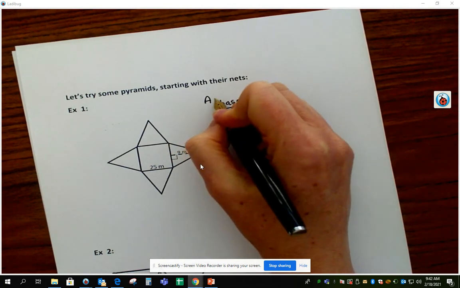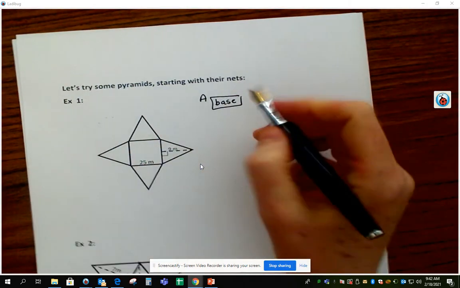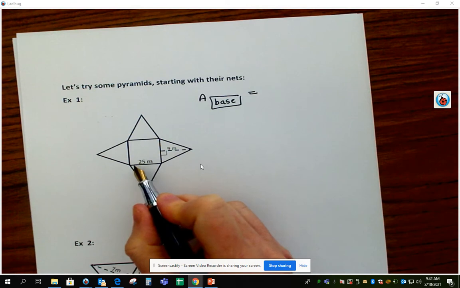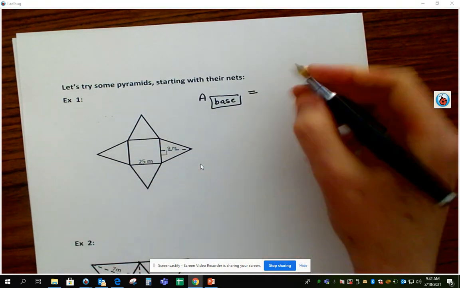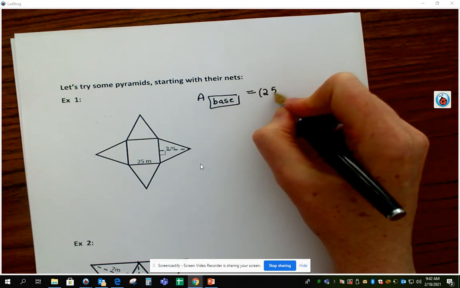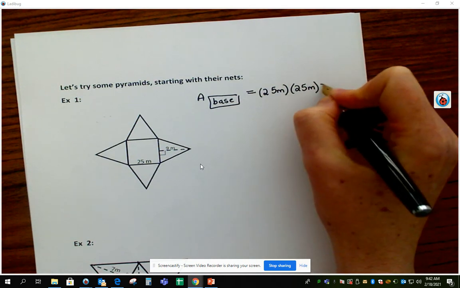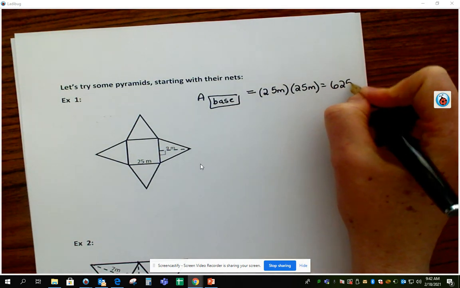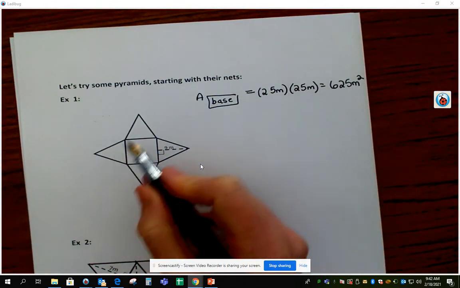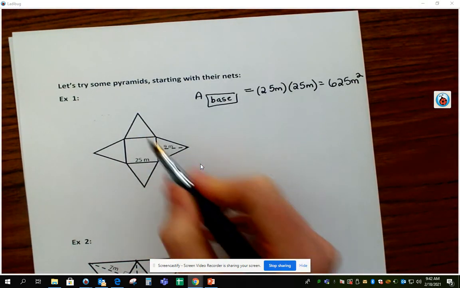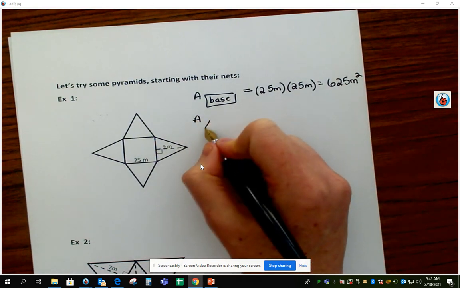And I'm going to draw a square around it just so I know I'm dealing with a square to remind me I'm doing length times width. And it's a square. They don't tell us that these are different sides, so it must be 25 by 25. 25 meters times 25 meters is 625 meters squared. And then I have 4 triangles, and they don't have any different markings, so they must be the same. So let's do the area of a triangle.